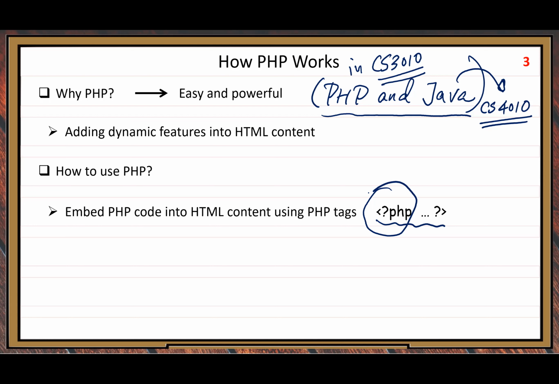Although that PHP word could be omitted, for better readability we like to include it. Then at the end of the embedded code, we need to close it. Inside these two endpoints, we just write our normal PHP code. That simple.